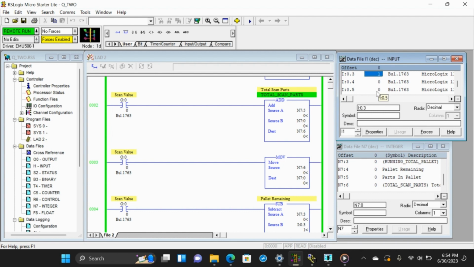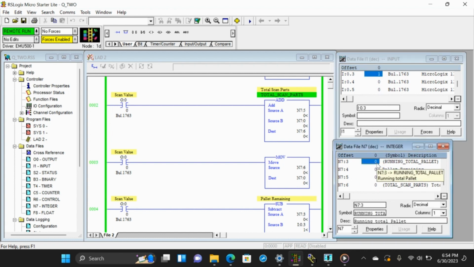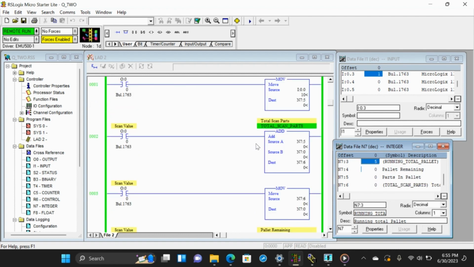Similarly, we need to supply the total number of pallets that are running. For this, we have to give any integer value. So I would like to give 5 here. So I have 5 pallets running. We can see the changes here.